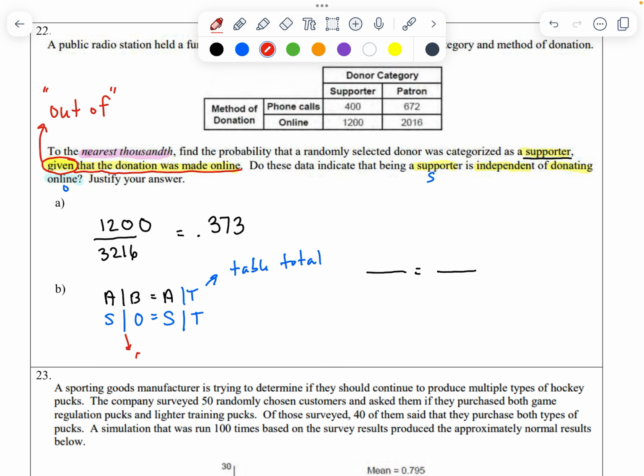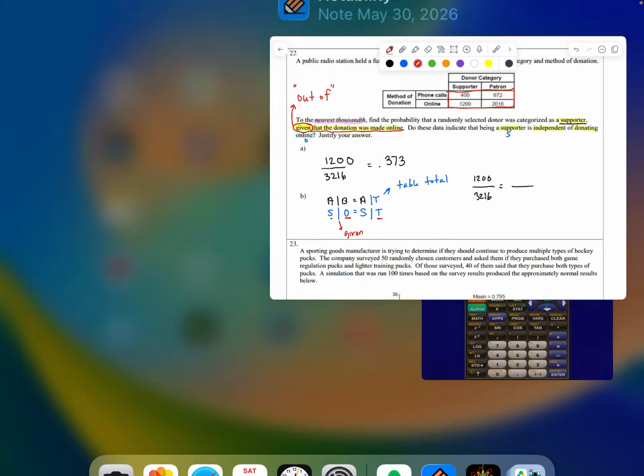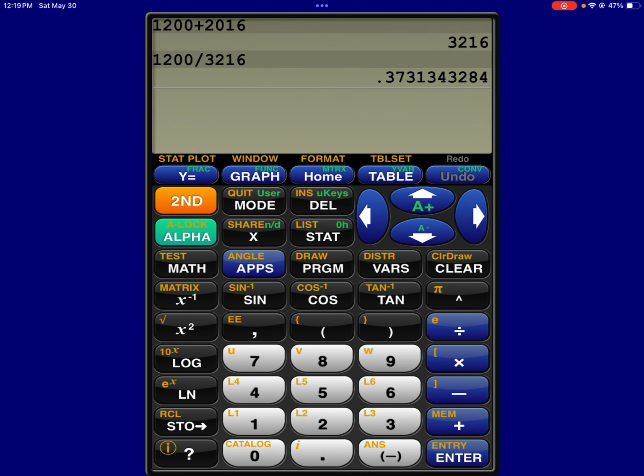So I'm saying this is given. Out of the online supporters. Hey, we just did that, right? 3216. How many were supporters? Hey, we just did that. And on this side, I'm saying out of the table total. Well, in that case, my table total is everyone. So now I'm going to have to add up all of them.